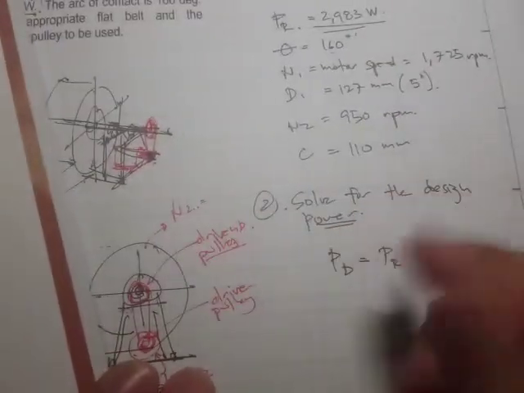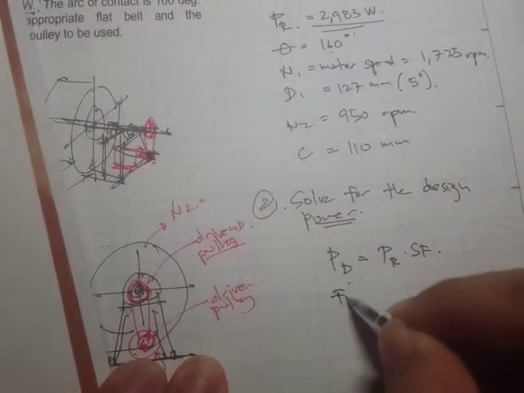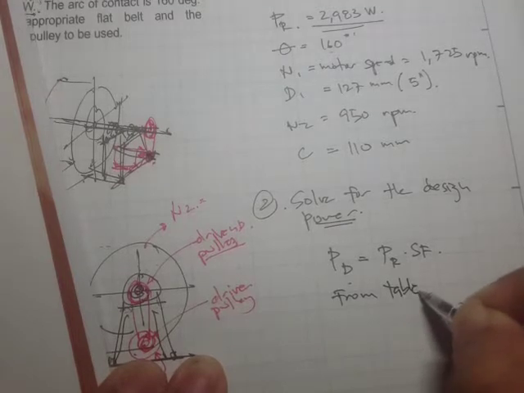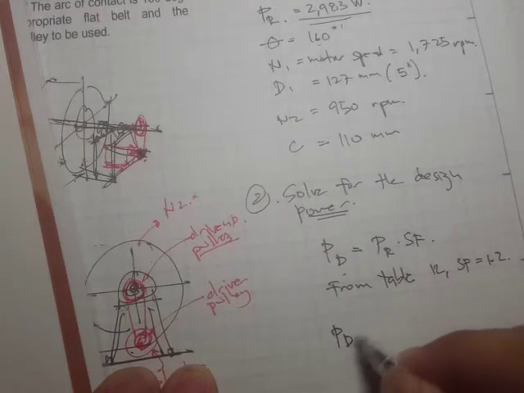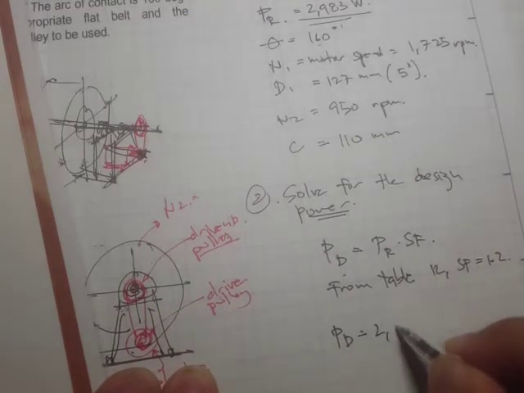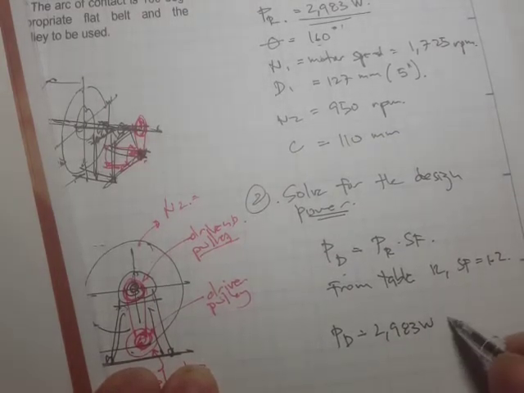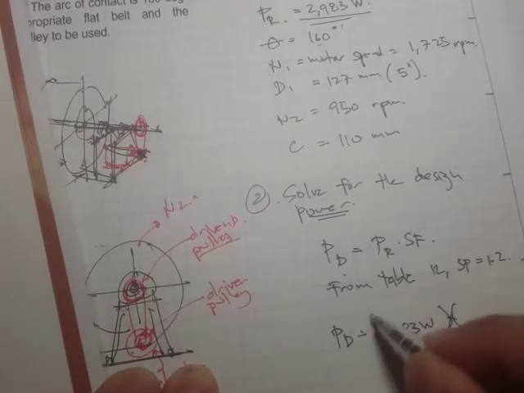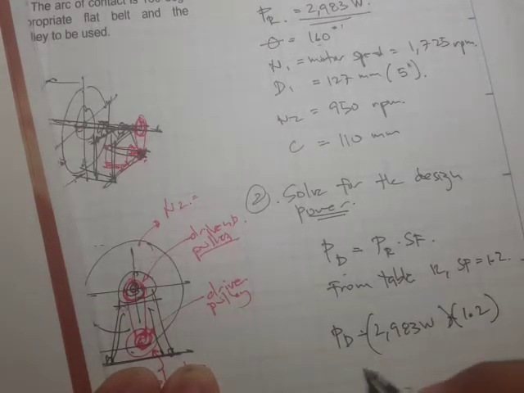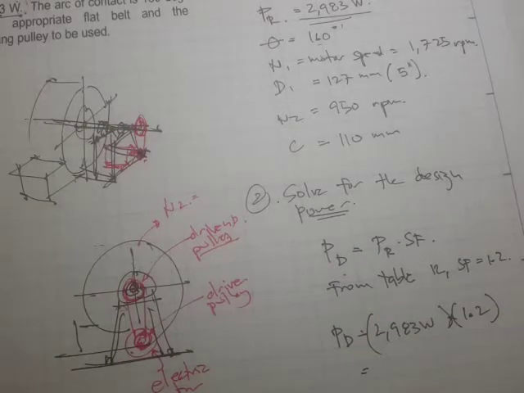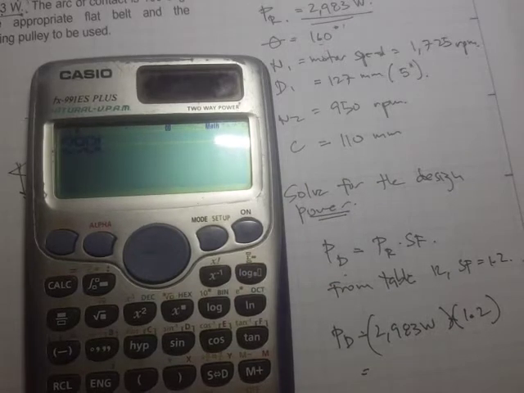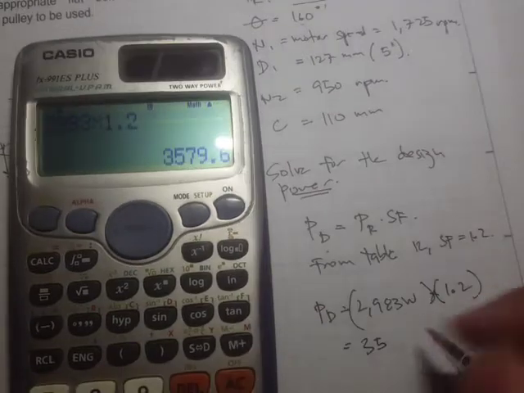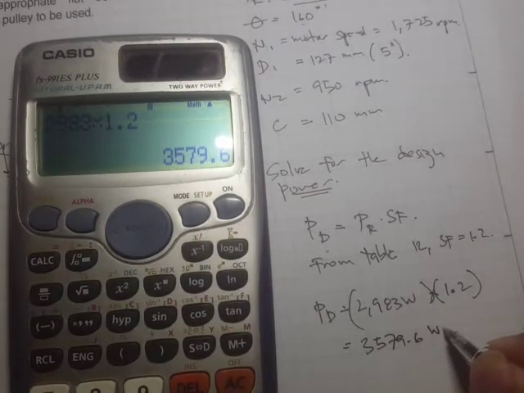Okay, so let's write here. From table 12, SF is equal to 1.2. Therefore, PD is equal to 2,983 watts times the service factor of 1.2, and this is equal to 2,983 times 1.2. This is 3,579.6 watts.